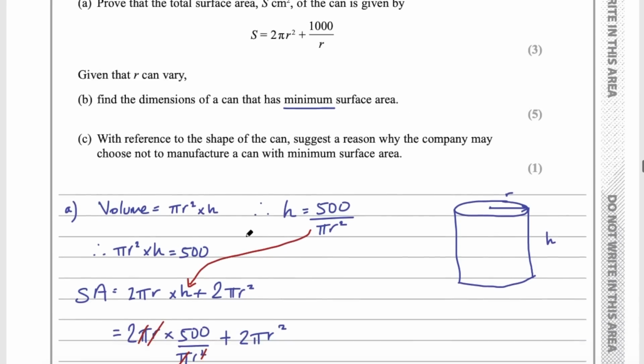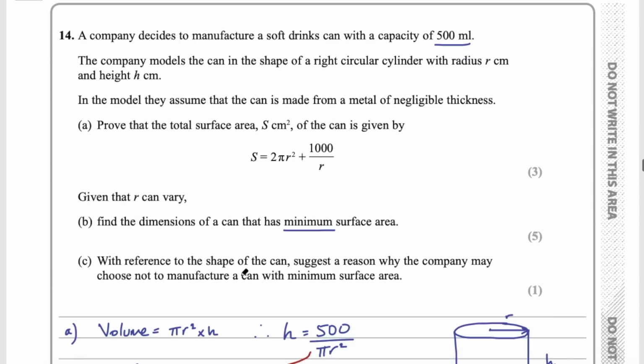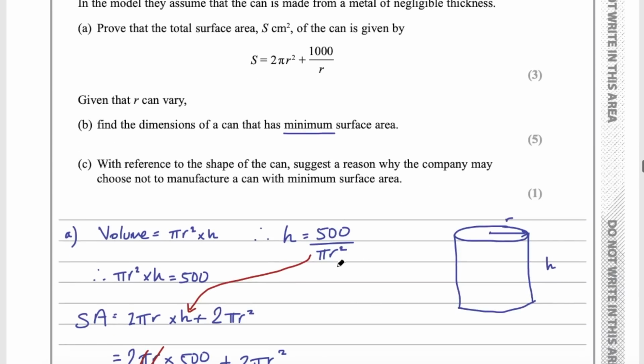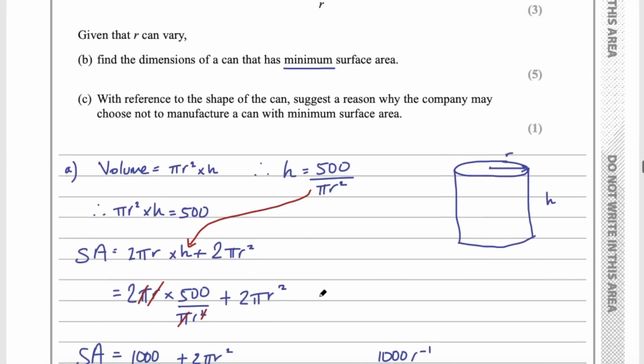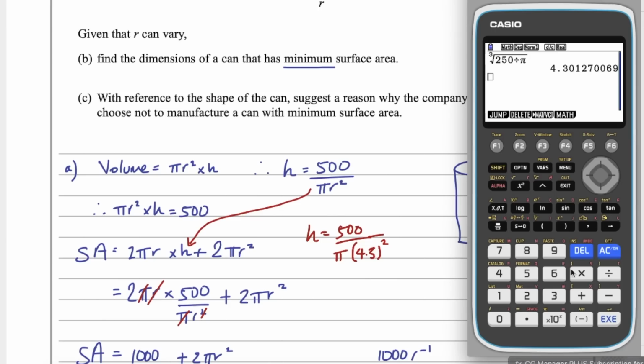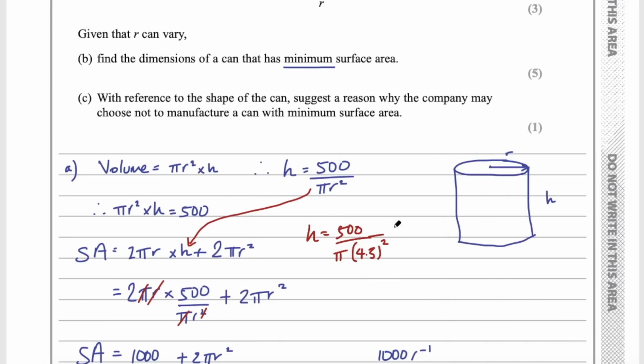Okay, so let's have a look at the height. What would the height be if the radius was 4.3? We can work that out quickly. If we substitute 4.3 into this formula, h would equal 500 divided by 5 multiplied by 4.3 squared. So let's put that into a calculator. We get 8.6, about.